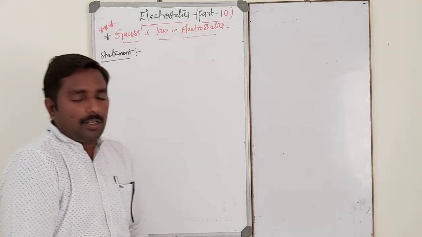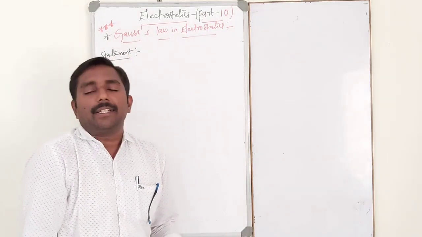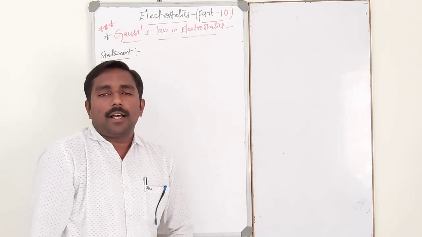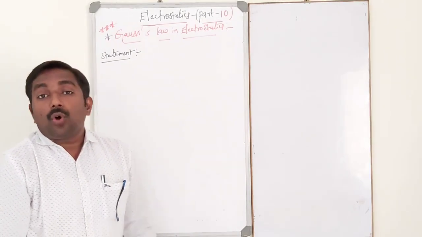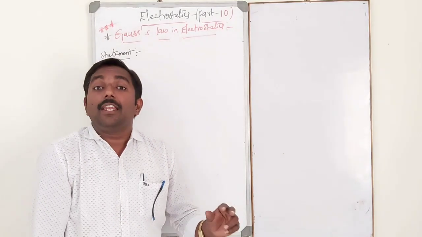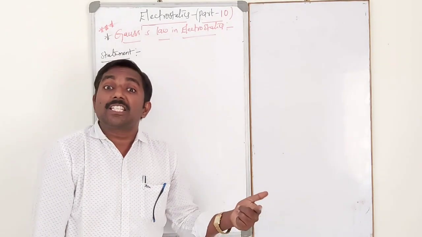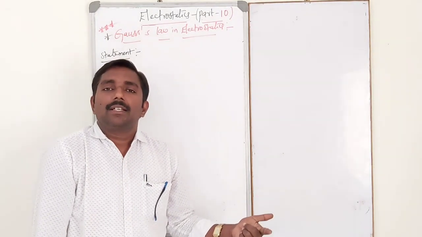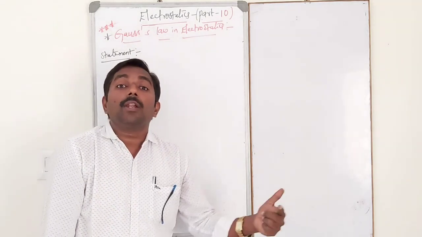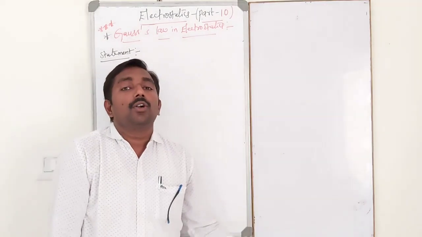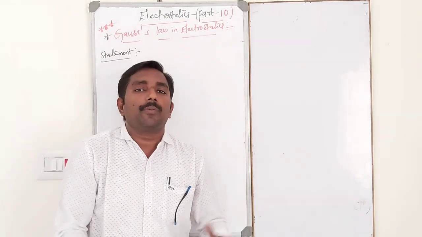Very most important one. Gauss law states that the total electric flux through any closed surface in free space is equal to 1 by epsilon naught times the total charge enclosed by the surface.